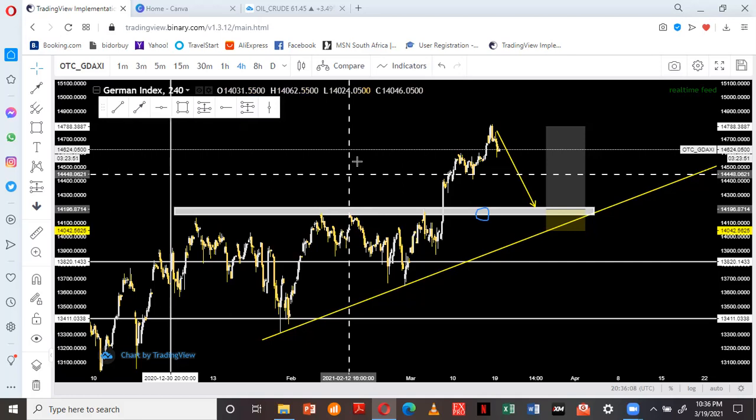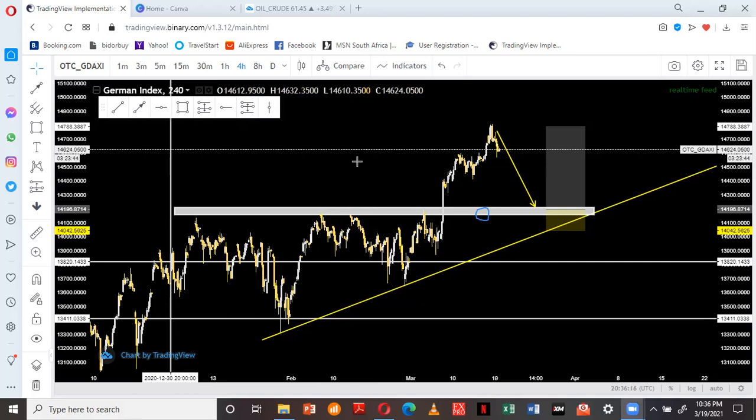Tell me what you think will happen with the German index, which is G30. You know, different brokers have different names. You might be using a broker which has a different name for the German index, but just look at it. It's just the German index. So I hope you know it.